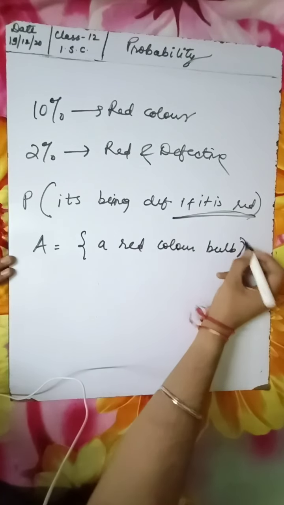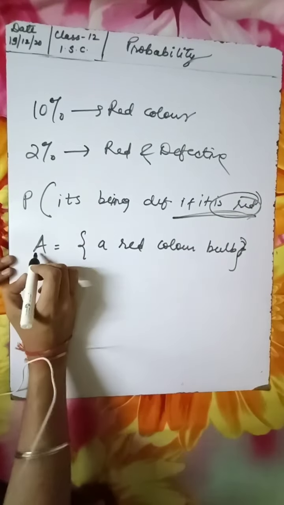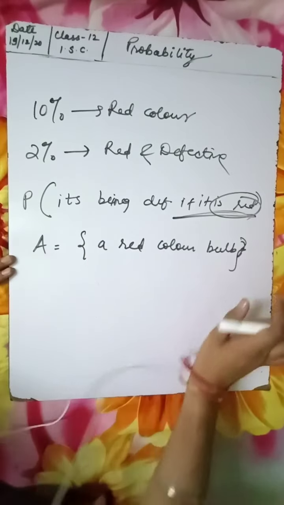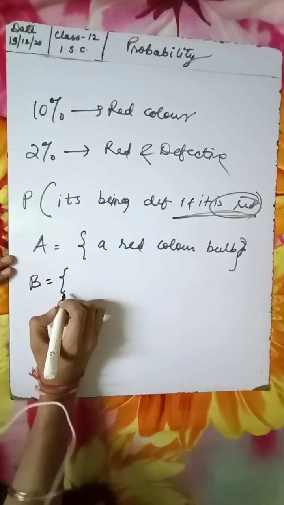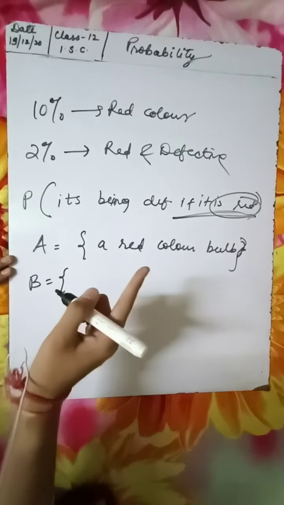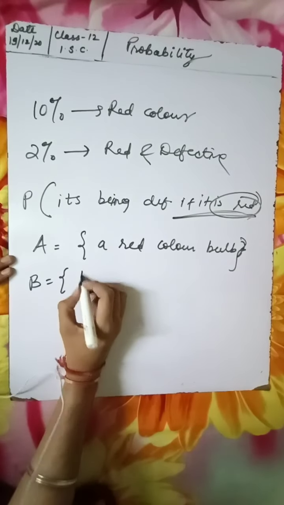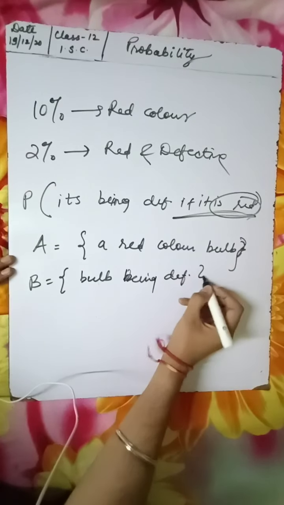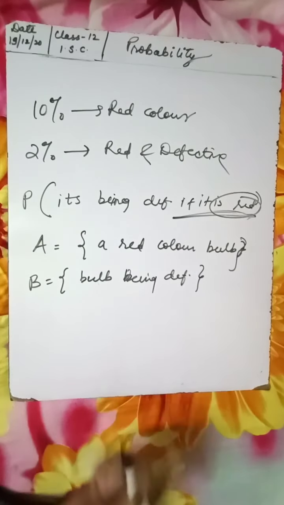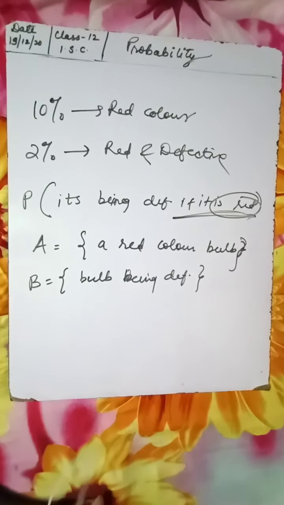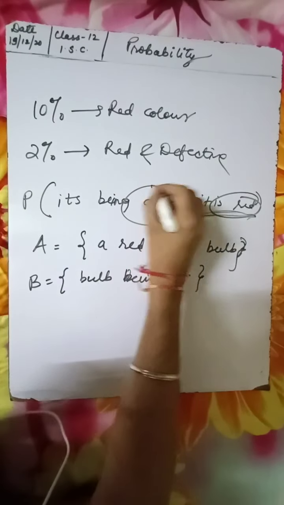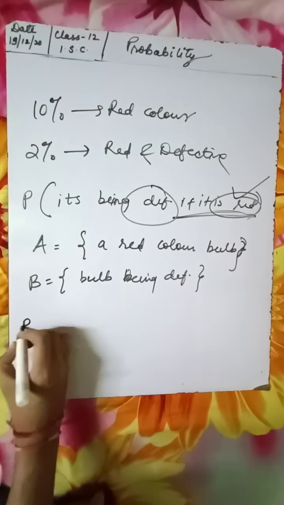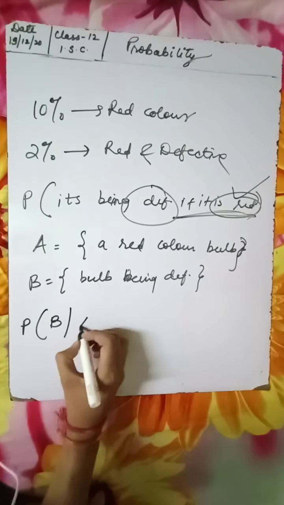Okay, this is the condition which we require. So we are considering A as the event that it is a red color bulb, and B as the event of the bulb being defective. Can you tell me what will be the required probability? We need to find the probability of defective and it should be red. So probability of B given A.